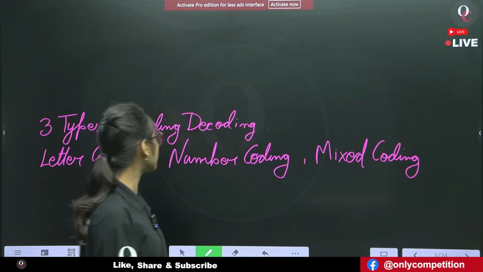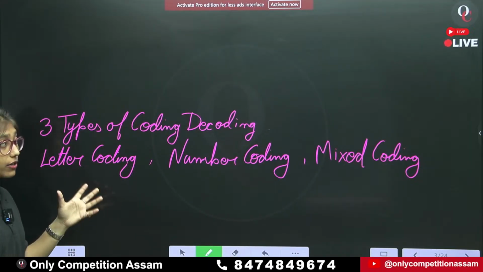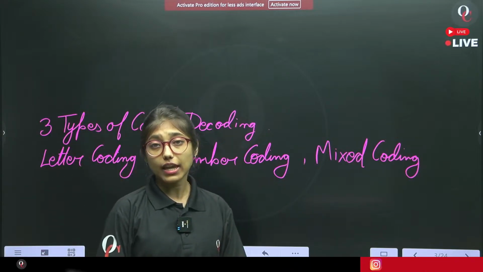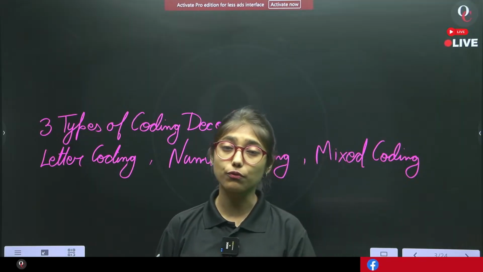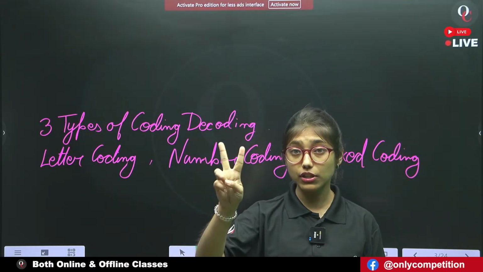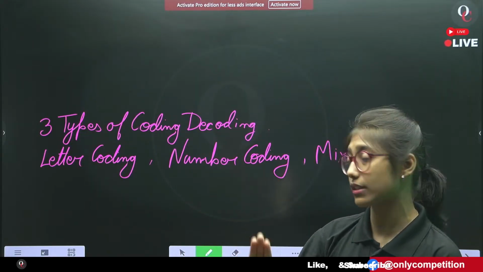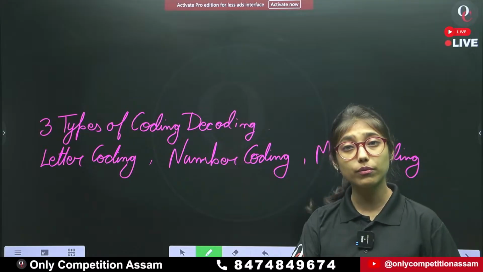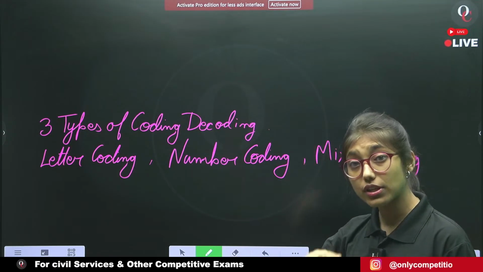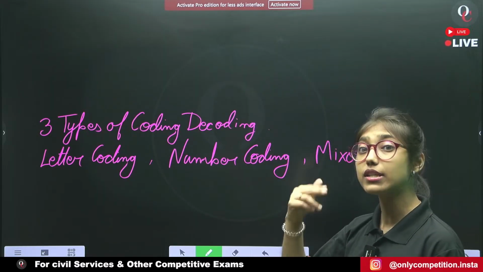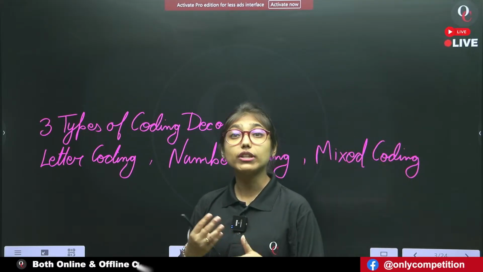If we observe carefully, there are other codings too, for example matrix coding, substitution or Chinese coding and binary coding. These are also important, but the three above are more important and carry more weightage in examinations, especially in SSC GD.